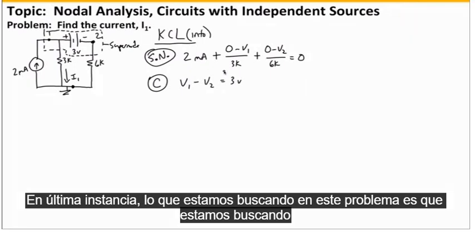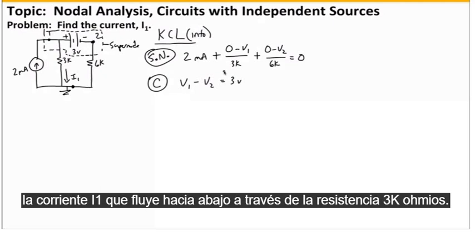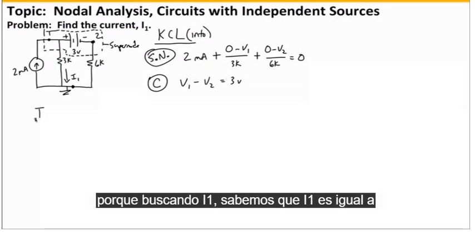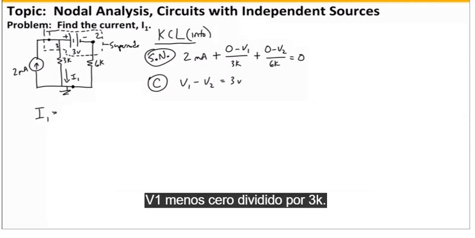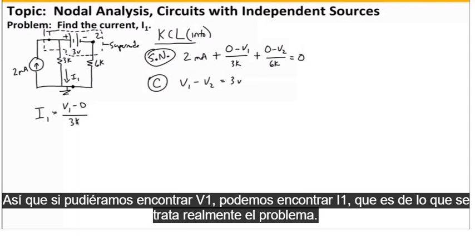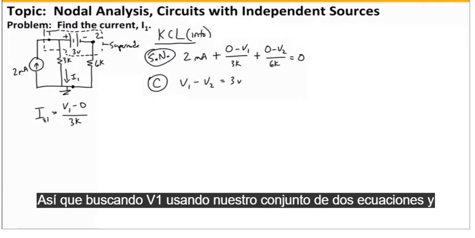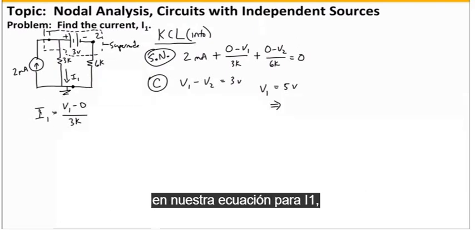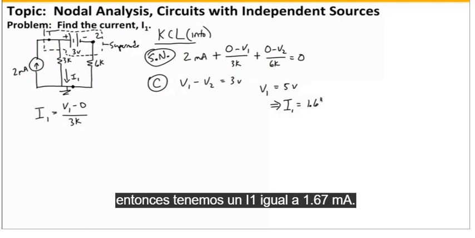Ultimately, what we're looking for in this problem is the current I1 flowing down through the 3 kilo ohm resistor. So what we're most interested in is finding V1, because I1 is equal to V1 minus 0 divided by 3K. If we can find V1, we can find I1, which is what the problem is really about. Using our set of two equations and two unknowns, we get V1 equal to 5 volts. If we plug that back into our equation for I1, then we have I1 equal to 1.67 milliamps.